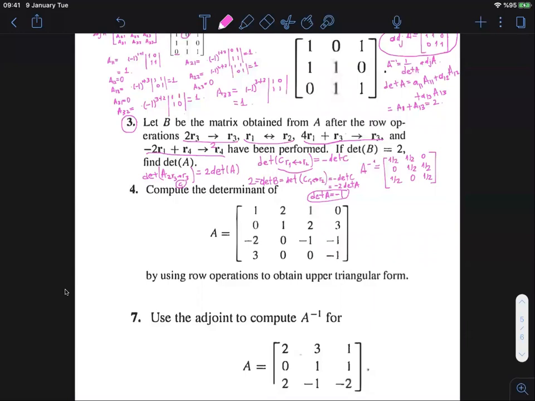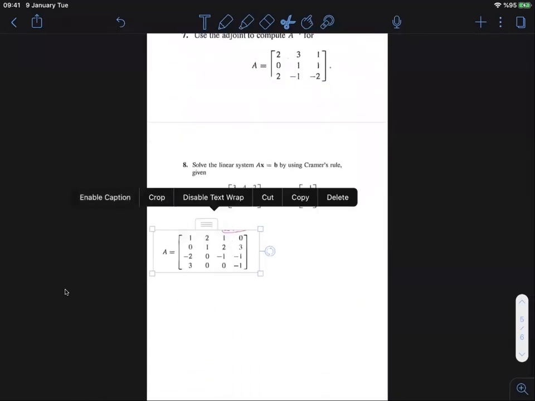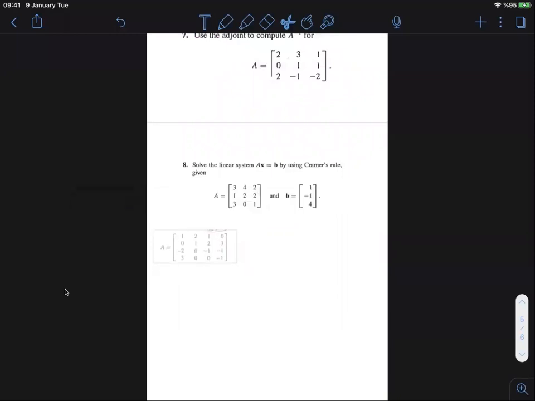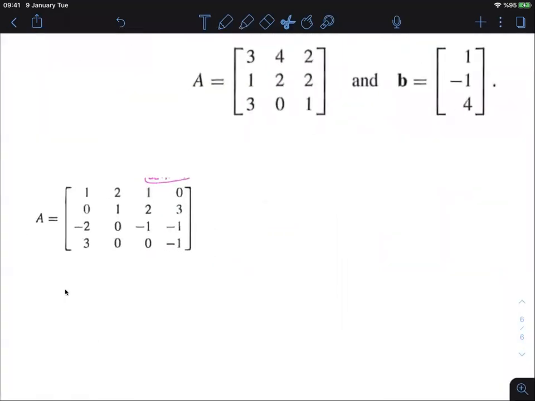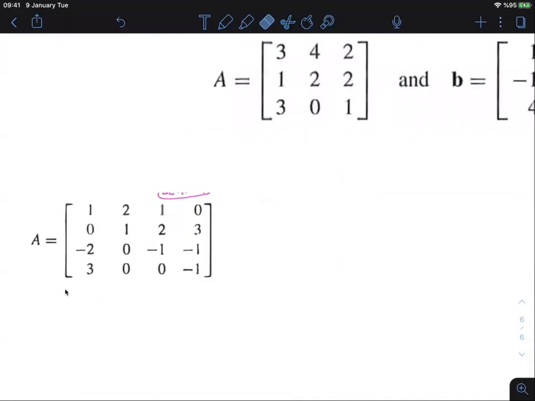Okay, let's do number 4. I don't think we have enough space here, so let's copy it here. Okay, so we will solve this determinant. We want to find the determinant of this matrix. I cannot erase that. So by converting this matrix into triangular form, okay?